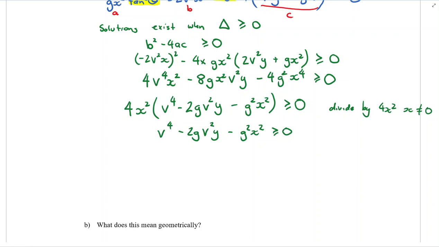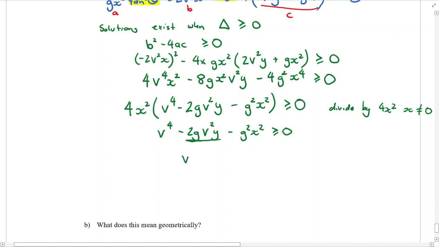Okay, so we are trying to get, looking back at the question that you can't see at the top there, we need to get the 2v squared gy by itself, and that's one of the terms. So this here, this 2gv squared y, I want that by itself. So let's move it to the other side.